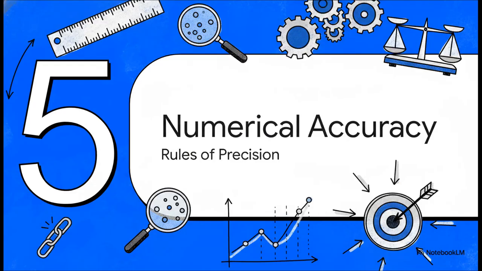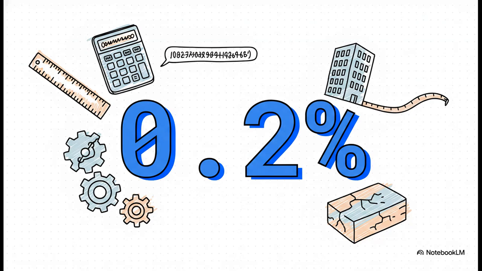And finally, section 5, numerical accuracy. The strict rules of precision. For our final tool today, we've got to establish the strict rules of numerical accuracy, simply because your solution is only ever as accurate as your weakest piece of given data. In the real world, engineering data is rarely perfect. As a general rule, the data we get in engineering problems is practically never known with an accuracy greater than 0.2%.